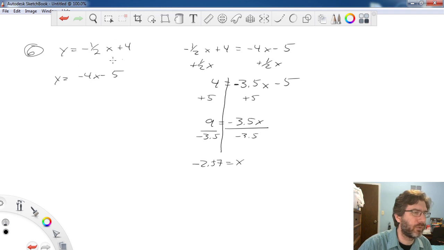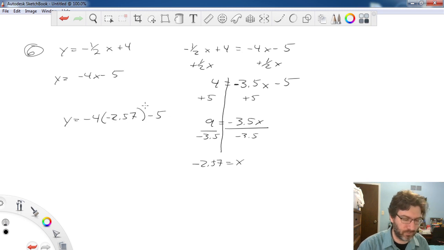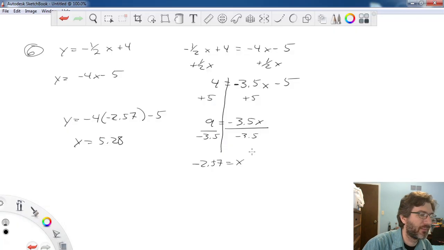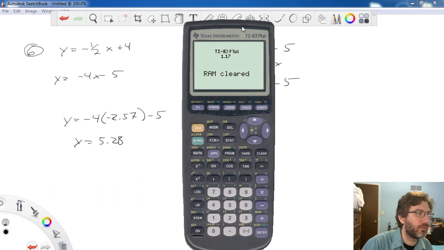Then I'm going to plug it into one of these. So I'll use the other one. Negative 4 times negative 2.57. Again, that's rounded. Minus 5. So let's multiply that by 4 and subtract 5. I'm getting y equals 5.28. So maybe, Jack, it's not looking too good for that. We can check this on the calculator. Let's see who did it right. Let's see if we did something here.